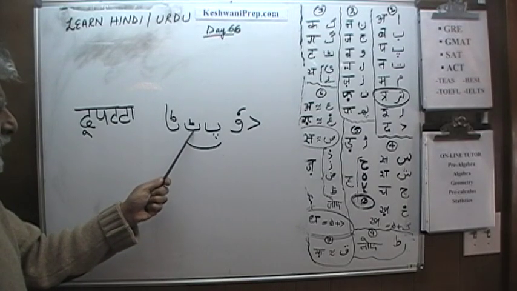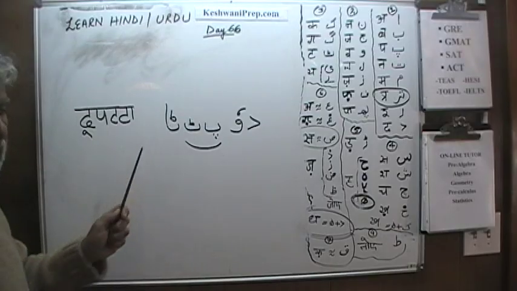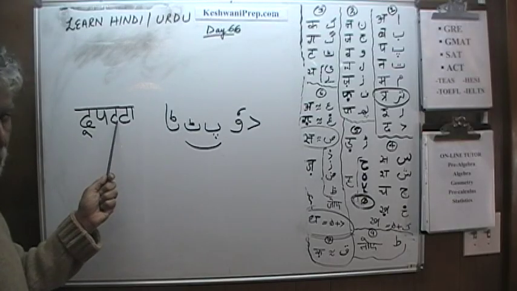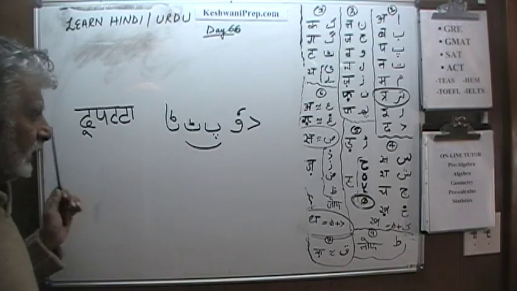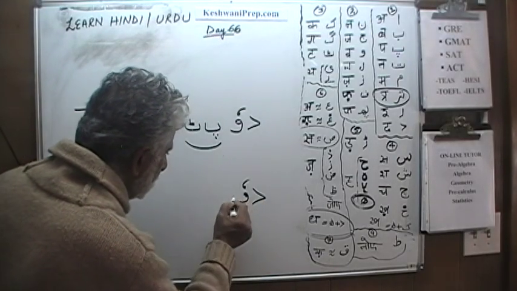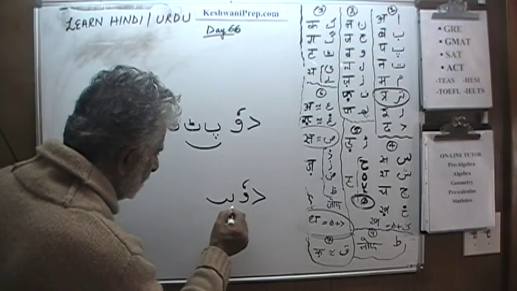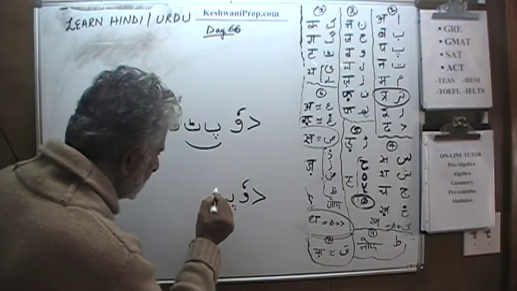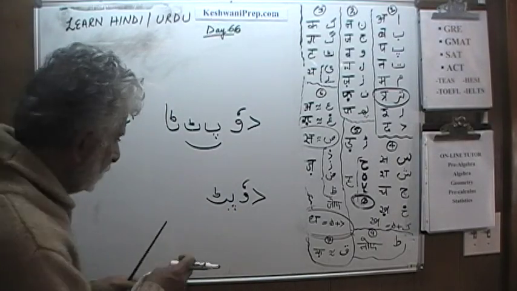Ta appears here and here. When it appears twice, we don't write them twice. In Hindi, you write it twice, but in Urdu, we do not write it twice. This part is going to remain the same. This is very straightforward. Do, and the pa and the ta is just going to join. Pa, ta. So far it says do pat.